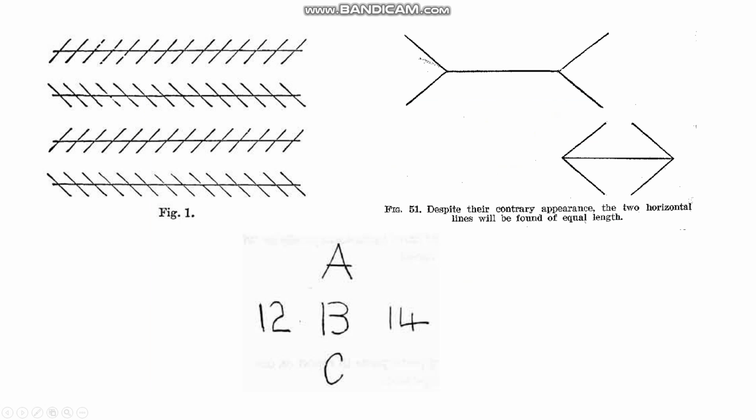because of the presence of the other lines around them. This one looks obviously much longer. Or here's a very simple one, right? ABC, 12, 13, 14. The middle figure looks like a 13 when you read it one way, looks like a B when you read it the other way.